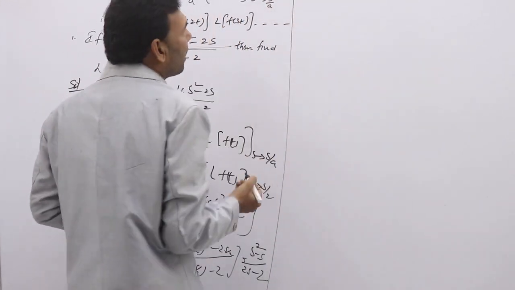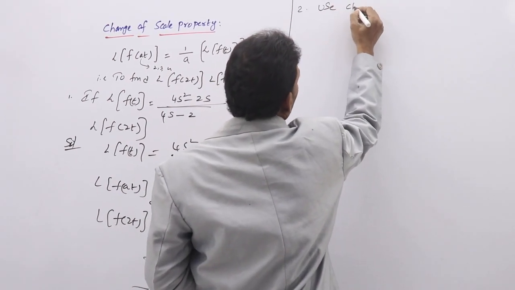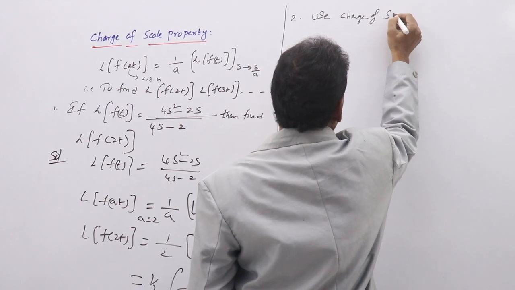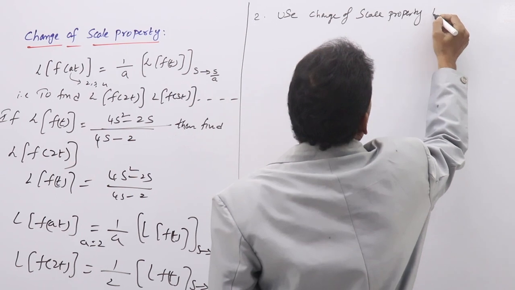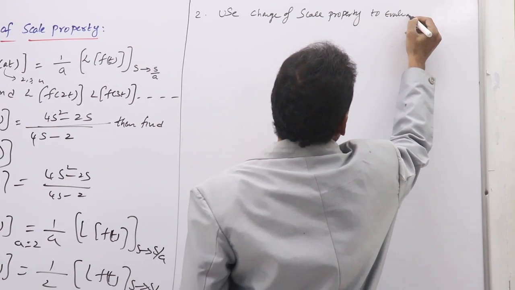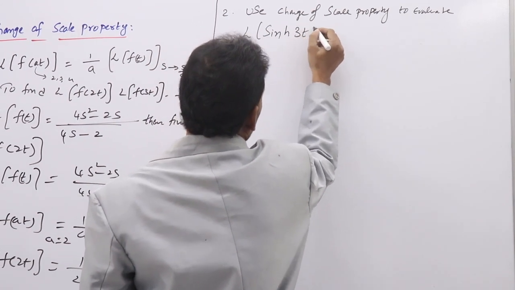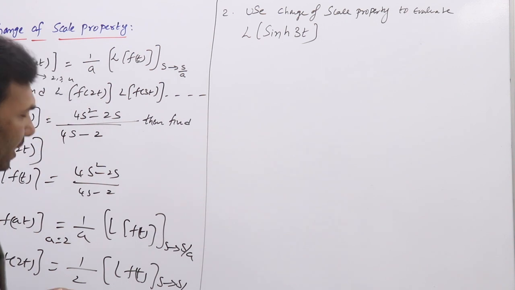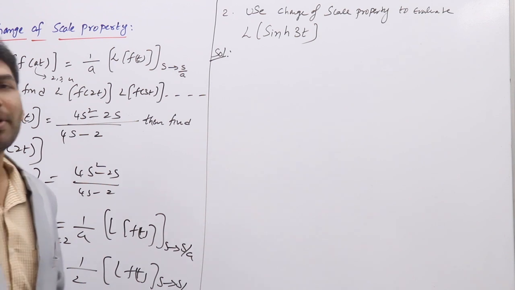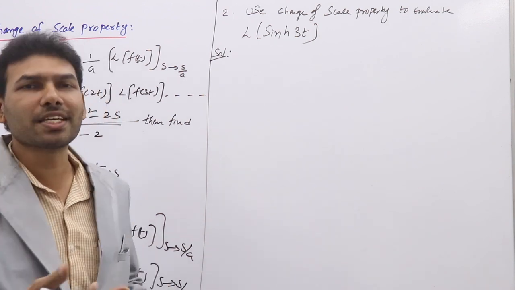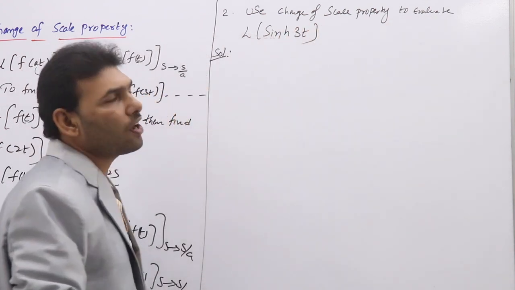Sometimes you may have this type of question also. One time we got this type of question in the external exam: use change of scale property to evaluate L of sin h3t. This is one external question. Generally, we won't get the name of the principle in the question. Only in very few cases we will get it like this: use change of scale property to evaluate L of sin h3t.